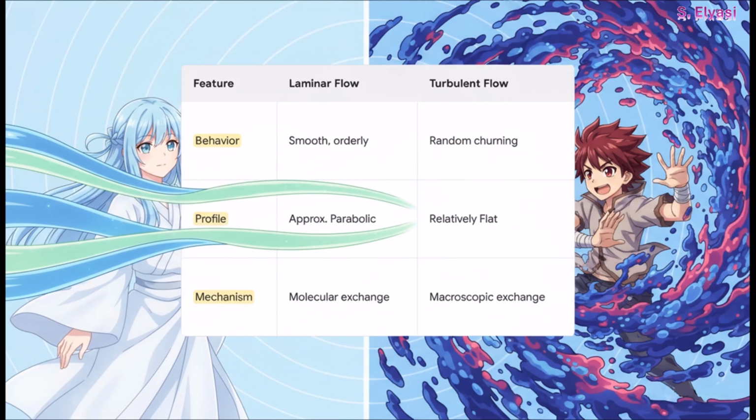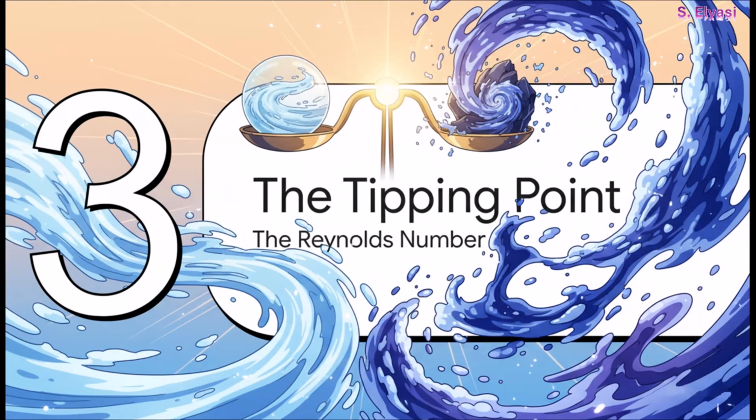This is chaos. The source material calls it a random churning action. It's a mess of irregular eddies and swirls. All that churning means the fluid is mixing like crazy, and that changes everything. So, our fluid is at a crossroads. It can take the calm, laminar path, or it can take the wild, turbulent one. But what decides which path it takes? Well, that brings us to the tipping point.